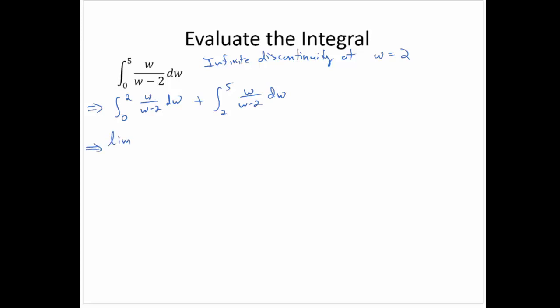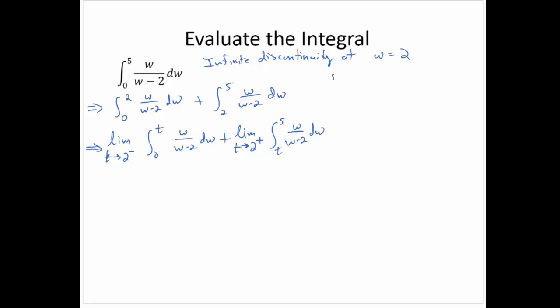The first integral is the limit as t approaches 2 from the left of the integral from 0 to t of w over w minus 2 dw. And the second integral I'll write as the limit as t approaches 2 on the right of the integral from t to 5 of w over w minus 2 dw.